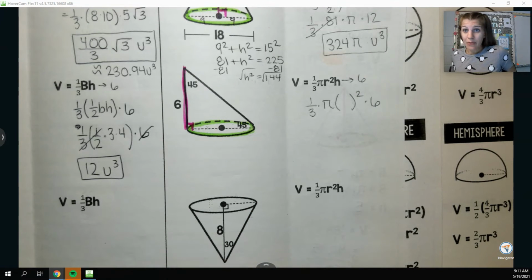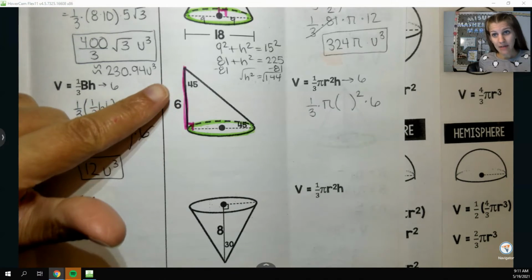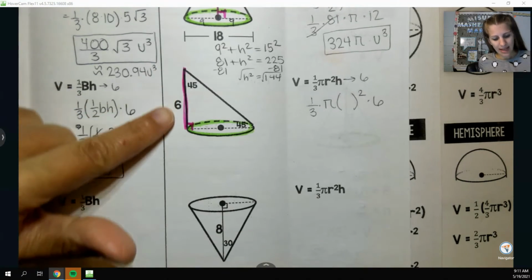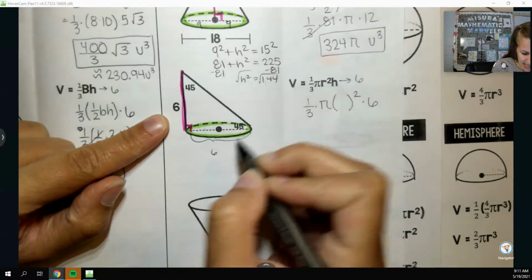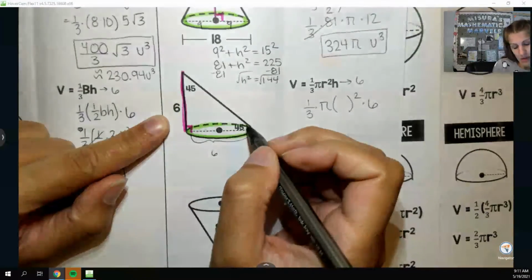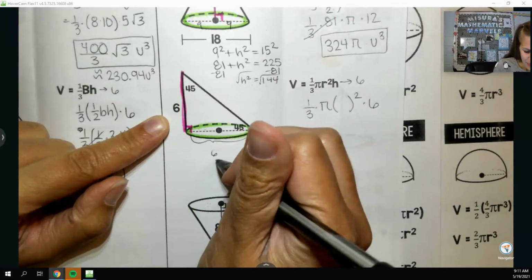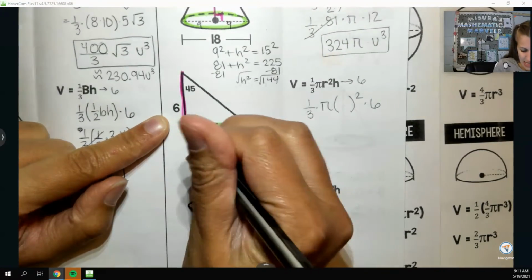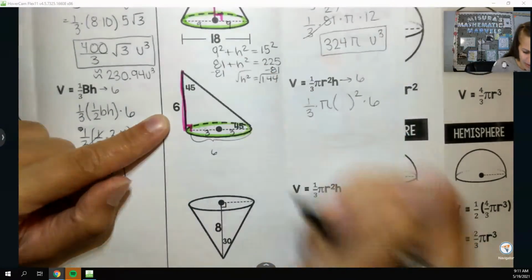Noticing that 45, 45, 90 is really good too, because then I have a special right triangle where I know one leg is 6, and so the other leg is 6, and the hypotenuse is 6√2, but I don't need it. That would be the slanted height. But I did need this 6 here because that is the diameter of the circle, making the radius 3.